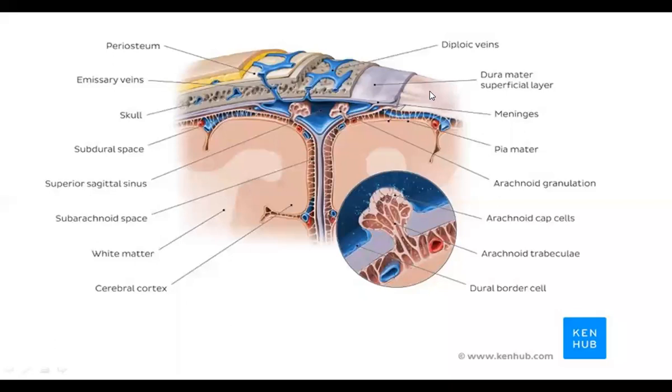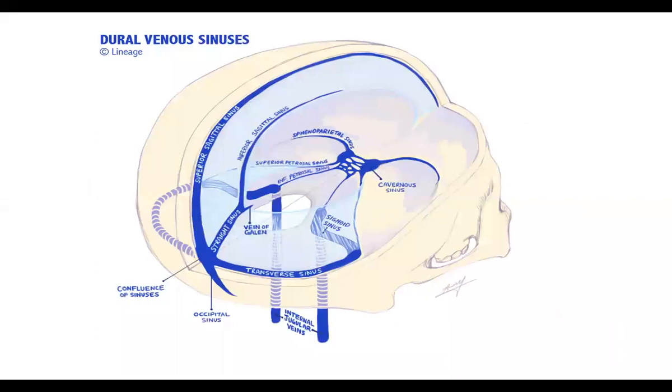This is the emissary vein we mentioned, and the diploic vein. And the sinuses we mentioned: the superior sagittal sinus draining into the internal jugular vein. The superior sagittal sinus, the transverse sinus, and the confluence of the sinuses, then to the internal jugular vein.